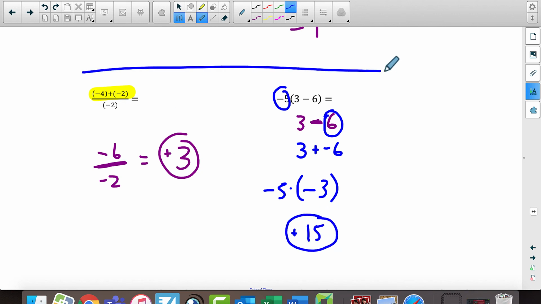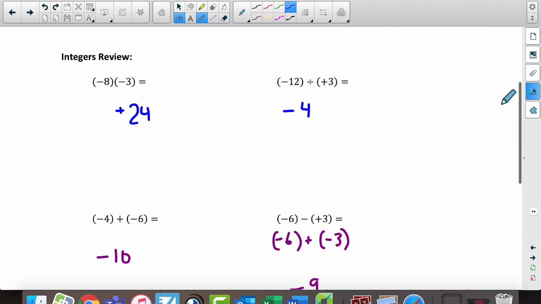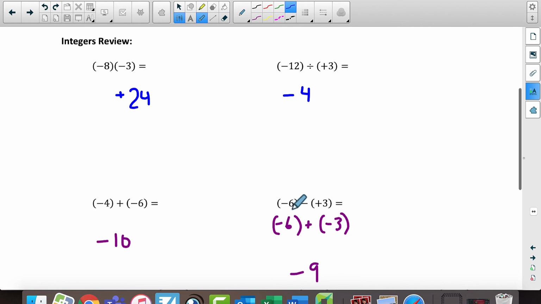Alright, if these last 2 questions down here caused you any grief, don't worry about it, honestly. But I'm hoping that these questions above it were okay, especially these 4 we did here that reviewed the 4 operations.